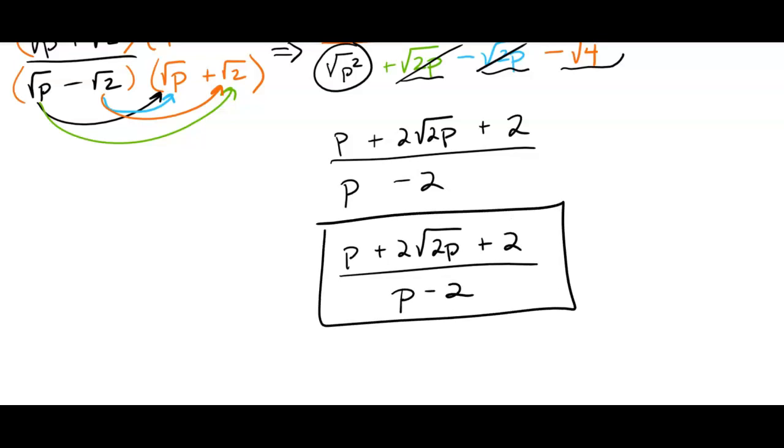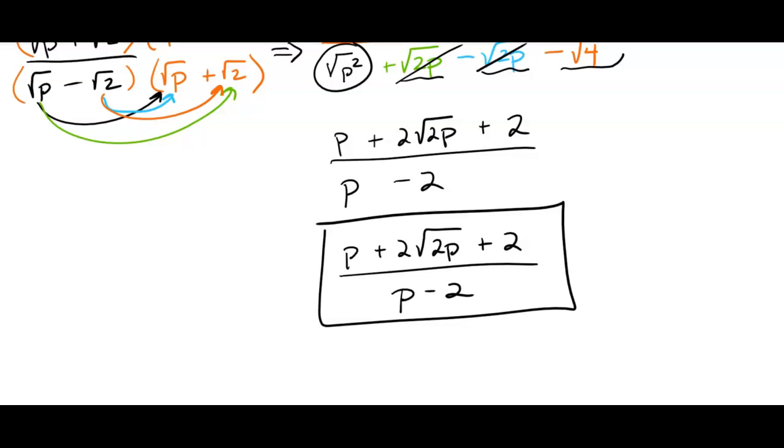You can't do any canceling because of the addition going on. So if you're looking at those p's, no, they can't cancel because it's p plus 2 times the square root of 2p. And now you might be saying, but they're both outside of the radical. Yeah, but it has to do with the addition.